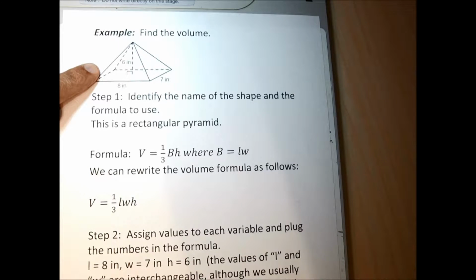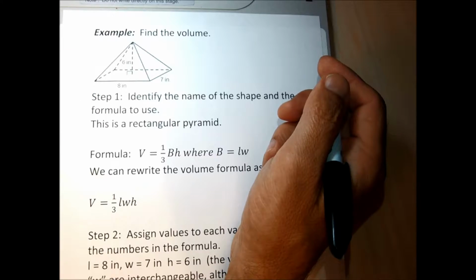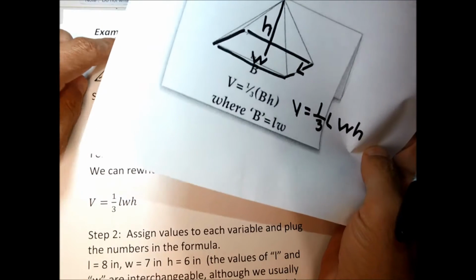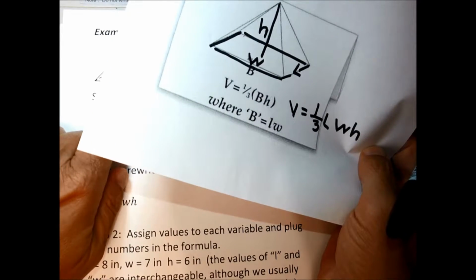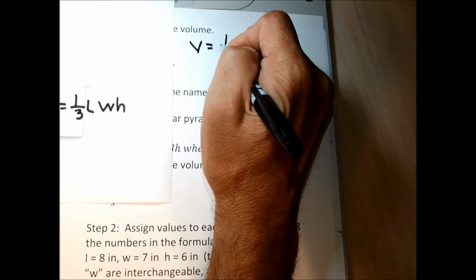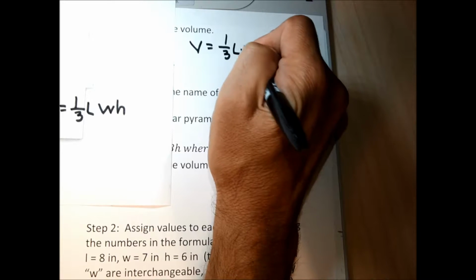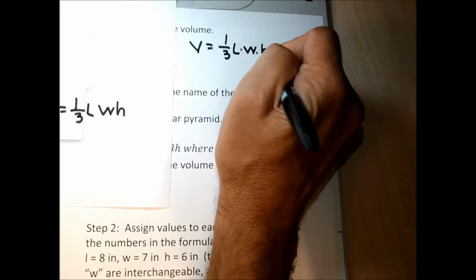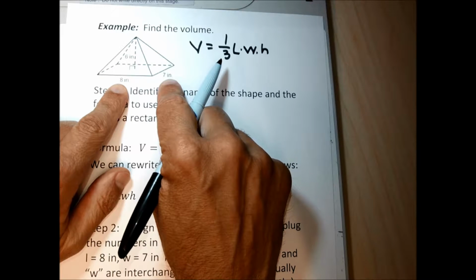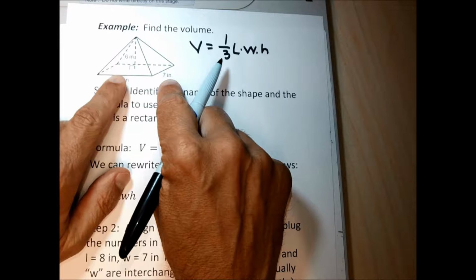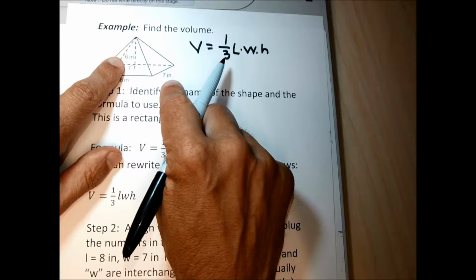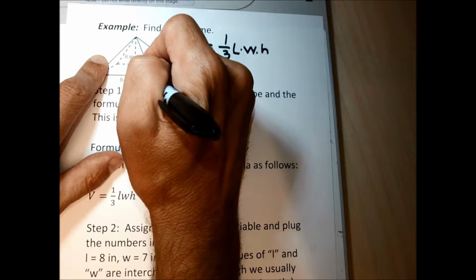This first sample, I want to find the volume of this three-dimensional object, and this is exactly a rectangular pyramid. It's a pyramid because it comes to a point, and the base is a rectangle. So the formula that I need is volume equals 1/3 times the length times the width times the height. The length and the width are the 8 and the 7 of the rectangular base, and the height is the distance between the middle of the base and the top.